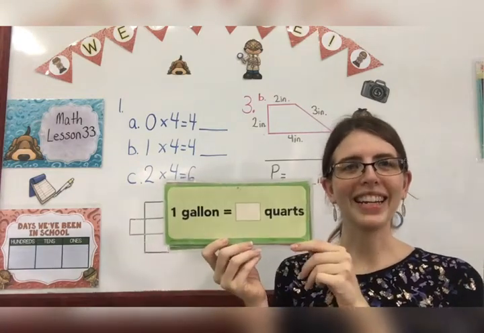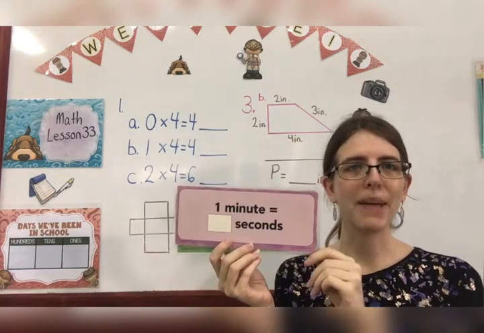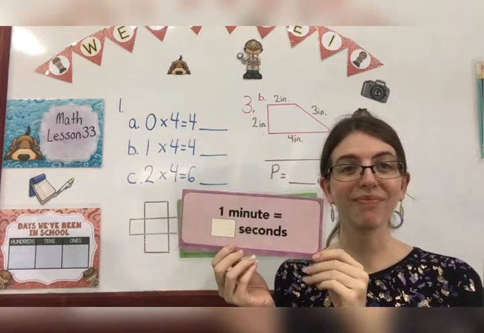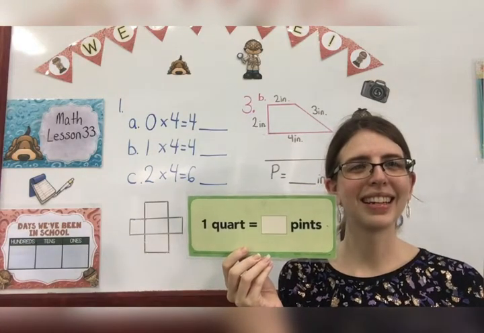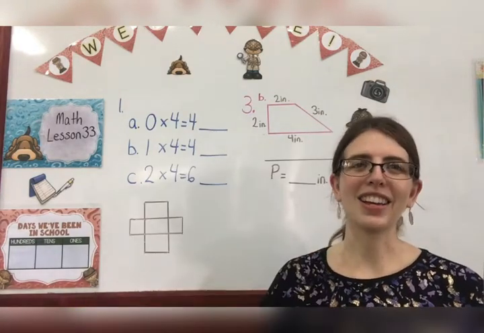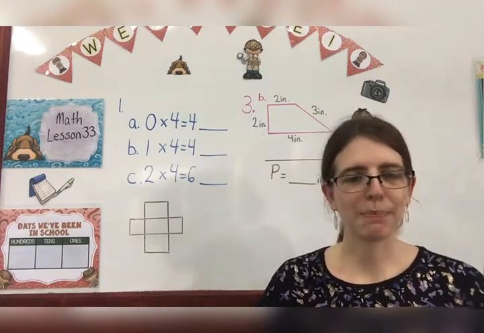1 gallon equals 4 quarts. 1 minute equals 60 seconds. 1 quart equals 2 pints. Very good. Moving on now to our shapes.